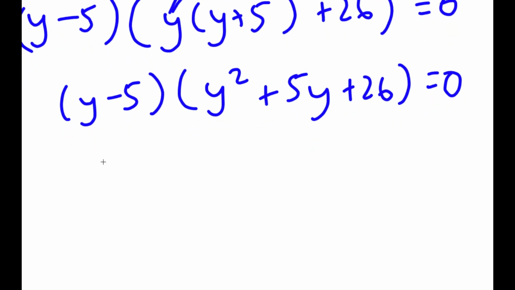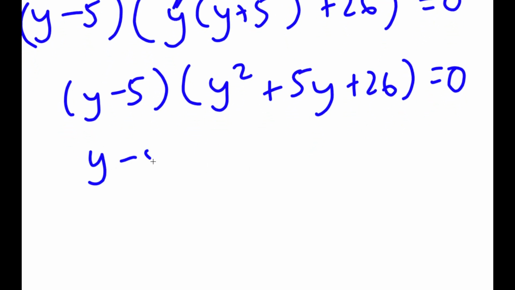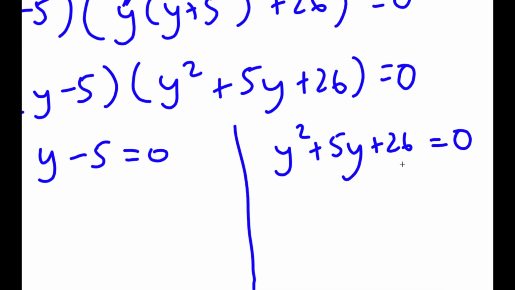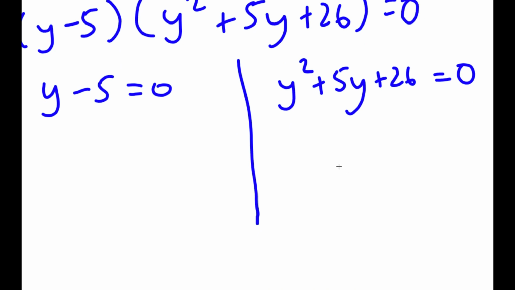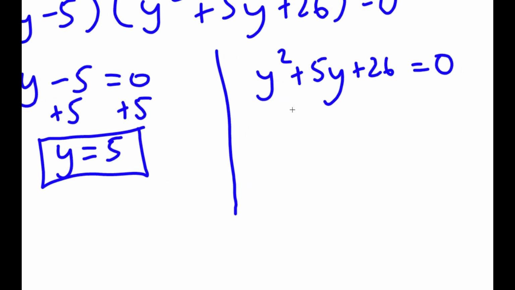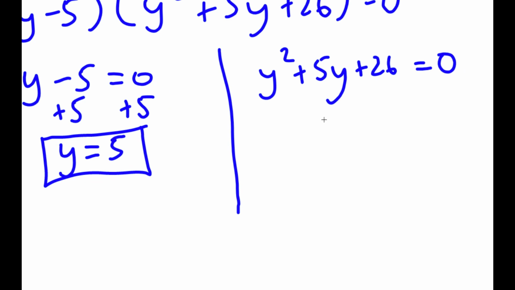Alright, so now this gives us two equations. I have y minus 5 is equal to 0, and I also have y squared plus 5y plus 26 is equal to 0. Now, first off, for y minus 5 equals 0, all I have to do is simply add 5 on both sides, and I get y is equal to 5. So this is one solution to y. Now, for y squared plus 5y plus 26 is equal to 0, I'm going to plug this into the quadratic formula and see if it's right.